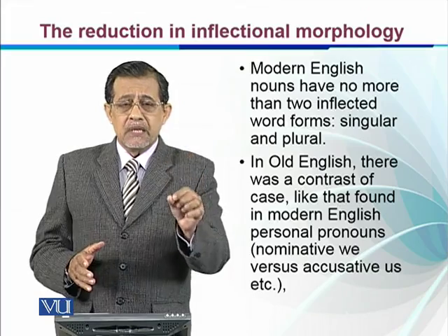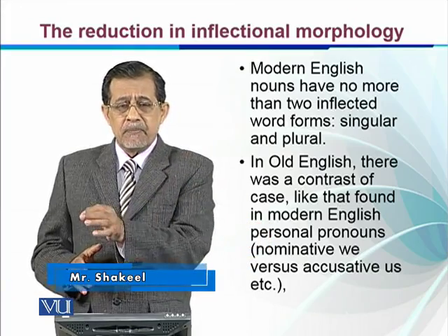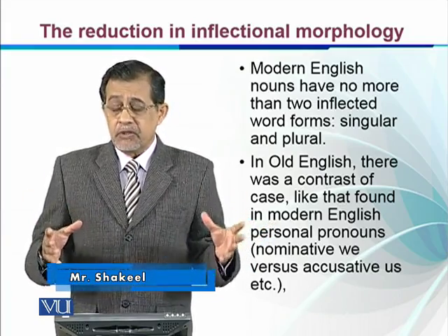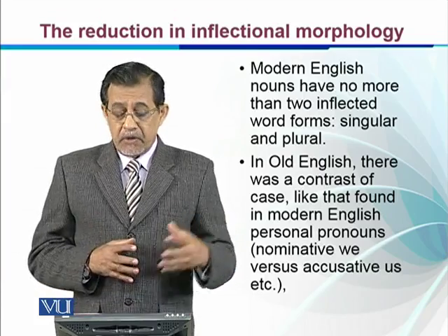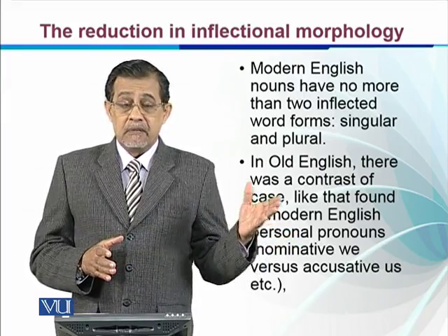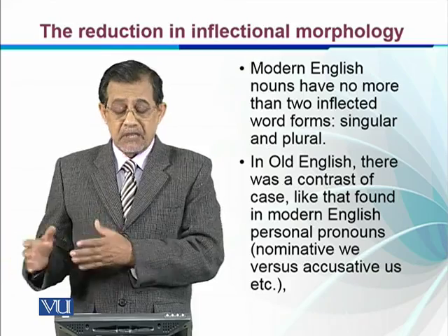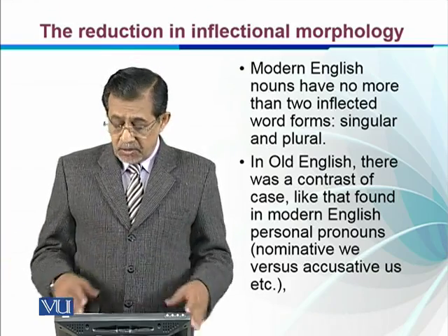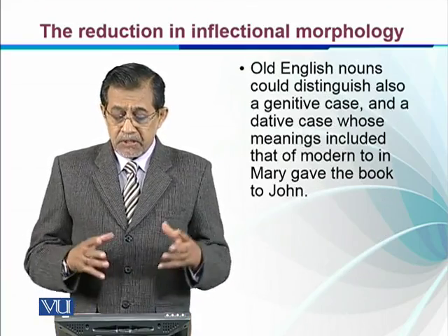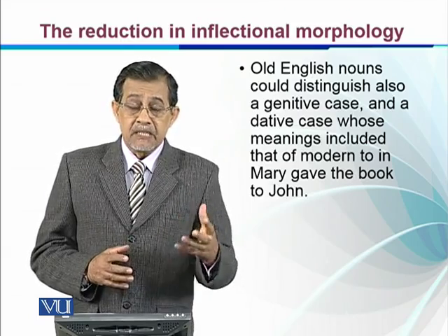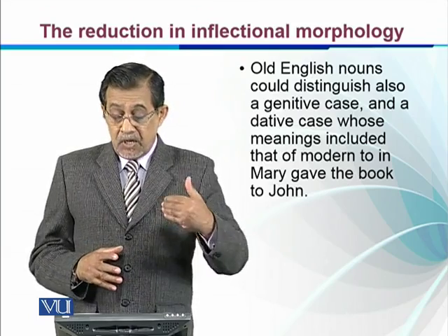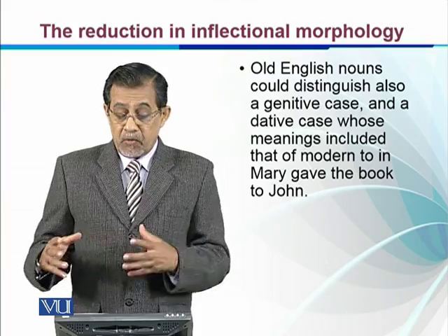For example, a singular noun as a subject and a singular noun as an object have different inflections, right? Like that found in modern English personal pronouns, as we have the personal pronoun I in nominative case and me in objective case, or similarly in accusative cases. Old English nouns could distinguish also a genitive case, a possessive case, and a dative case. Dative case, whose meanings included that of modern to.